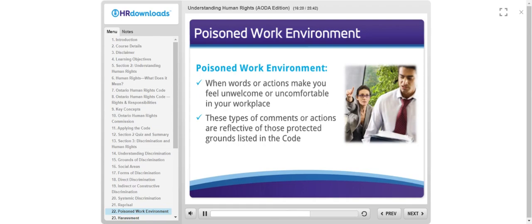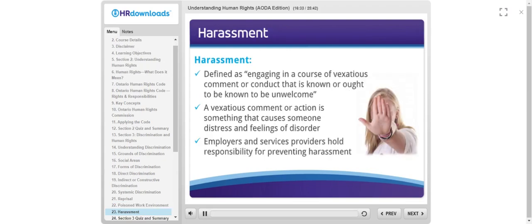Examples of hostile or offensive behaviors in the workplace might include yelling, pounding fists in frustration, or slamming doors. The behaviors could be directed at one person, towards a group of workers, or no one in particular. Under the Code, harassment, including sexual harassment, is defined as engaging in a course of vexatious comment or conduct that is known or ought to be known to be unwelcome. A vexatious comment or action is something that causes someone distress and feelings of disorder.